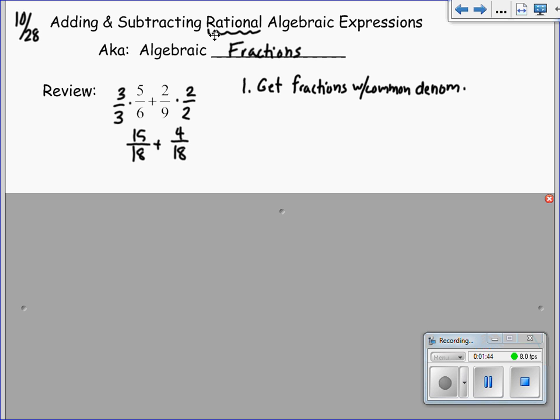Once we have our common denominators, you should know by now that you actually just then add the numerators. 15 plus 4 gives us 19 eighteenths. So step 2 is to add the numerators, and you keep the denominator.